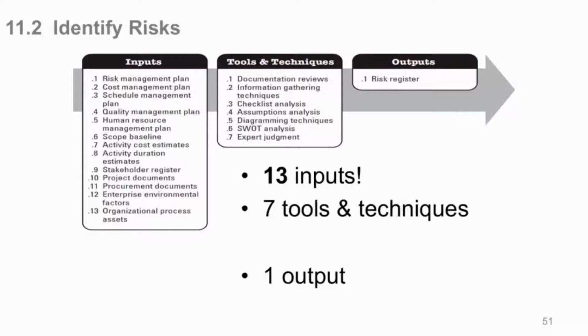So we're going to talk here about our inputs, tools, and techniques and outputs for identify risks. And yeah, again, wow, 13 inputs, really something, and 7 tools and techniques that are recommended to help you identify those risks. And again, it all funnels into one output, which is the risk register.